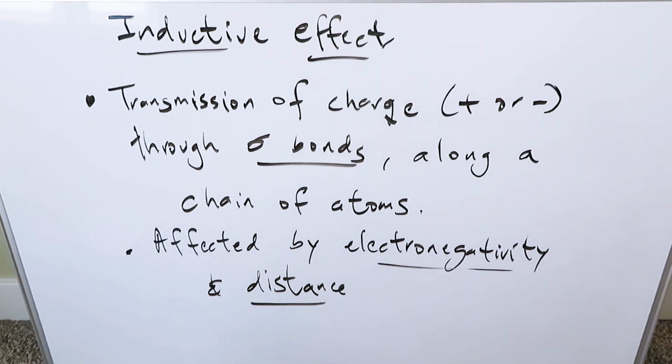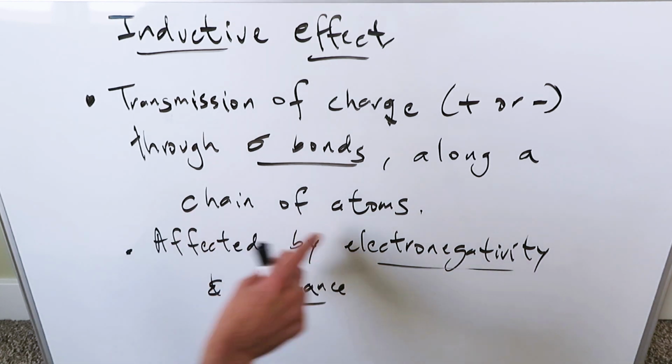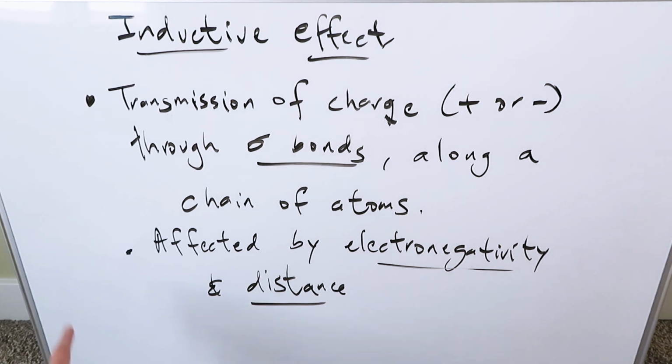What is inductive effect? It's something you will look at in the earlier chapters of organic chemistry. It's a basic concept, but let's look at it very briefly. We are looking here at a transmission of a charge, which can either be a positive or negative charge, through the sigma bonds connecting a variety of atoms along the chain of atoms. We're looking at the charge transmitting along that chain of sigma bonds.